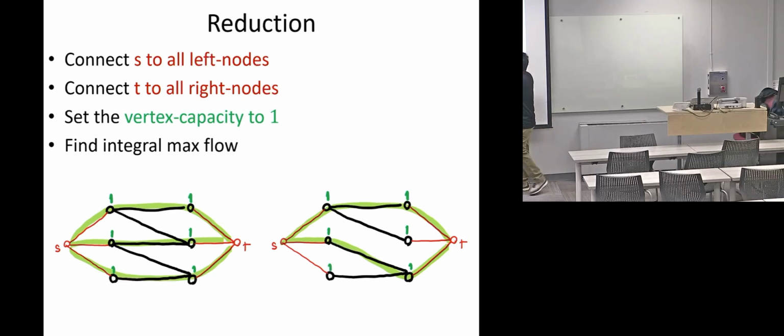Why? Because a node can have only one flow going through it, so you cannot have more than that. I hope you see that the flow here corresponds to a matching. There is a correspondence between this flow and the matching. Once you compute max flow, it gives you a maximum matching. So that's how you solve maximum matching in a bipartite graph.